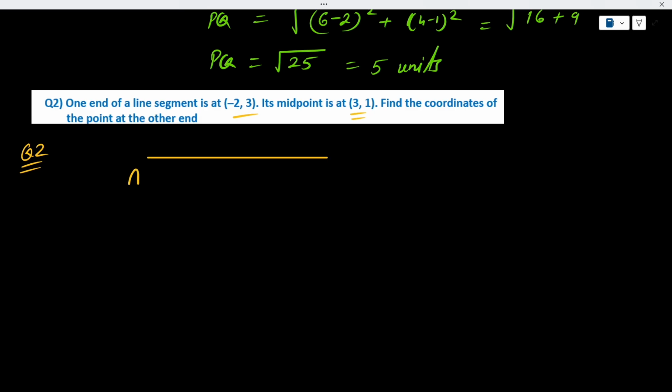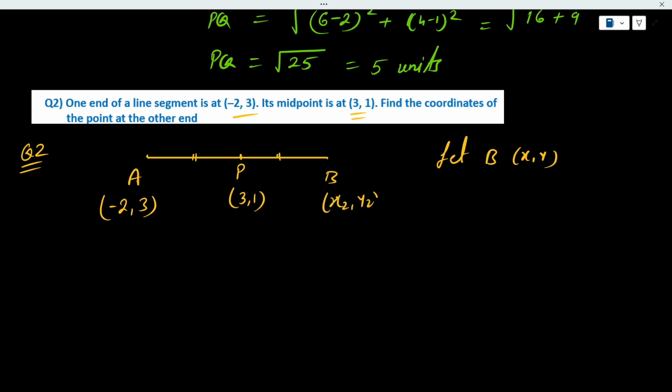Here if I take A, B as the endpoints, right? And here in the middle, if there is a P as midpoint, that means the line segment lengths will be equal. So here if minus 2 comma 3 is one of the endpoints, and here 3 comma 1 is given, and if I take B coordinates to be x comma y. So can I write down here x comma y, or it can be x2 y2 also, because in your formula you see x1 y1 x2 y2.